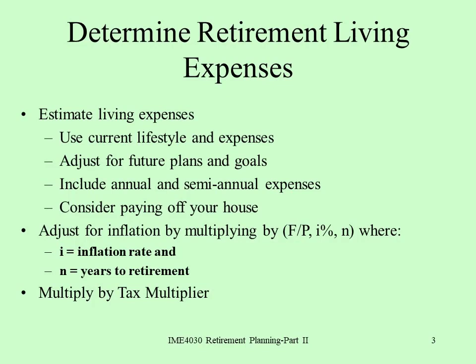But anyway, after you do that, we're going to now adjust for inflation over the next N period of years. So let's say you're going to retire in N years, and let's say you assume an inflation rate of 3 or 3.5%. Then we're going to multiply that amount that you think you're going to need today by the appropriate F over P factor and get a future amount. Then we're going to multiply by a tax multiplier to come up with what we think we're going to need in future dollars to live off of. So let's go through some of that. Let's go to slide number 4.